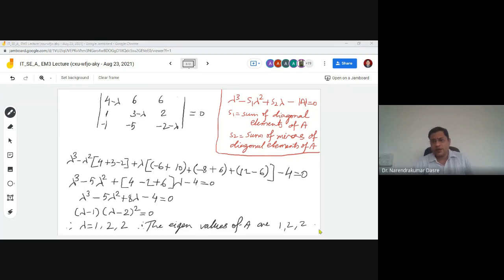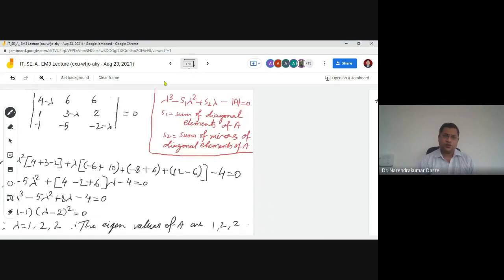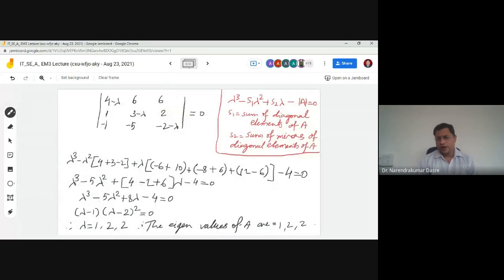Once you get the eigenvalues, the next task is to find out the eigenvectors. So let us try to find out the eigenvectors. For lambda is equal to 1, the first eigenvalue, we have eigenvalue 1, then eigenvalue 2, and this 2 is repeated. So let us see what happens to that.